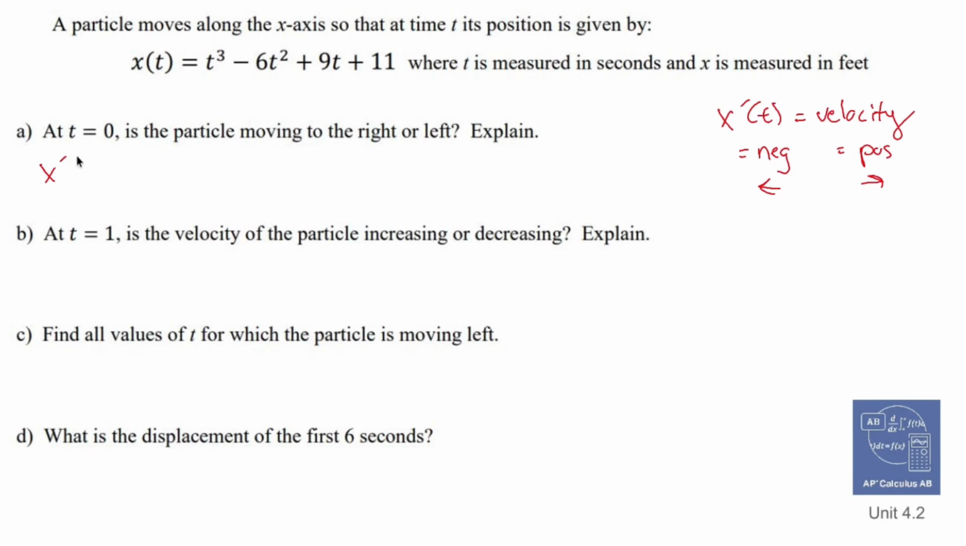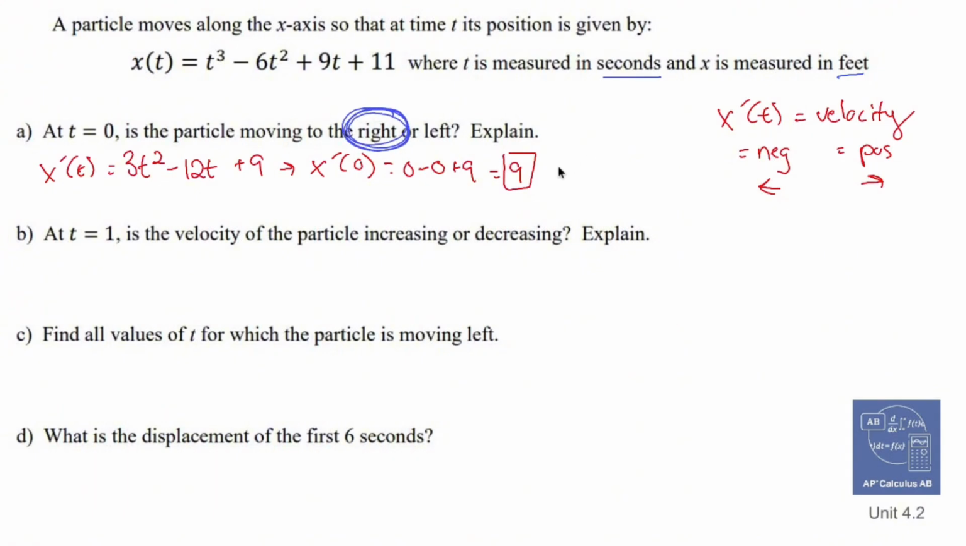So that's going to be x prime of t equals, power rule a bunch of times, 3t squared minus 12t plus 9. Okay, this is very simple because I'm plugging in 0. So x prime of 0 is going to be 0 minus 0 plus 9, right? And that's going to be a positive 9. So a positive 9 means at this moment I am going positive 9 feet per second. Since it's positive, that indicates that I'm going right. So I'm going right because I have a positive velocity at t equals 0. So that's me explaining without having to explain too much.